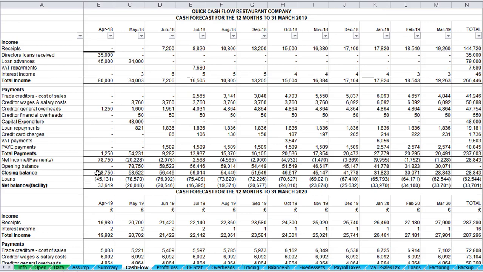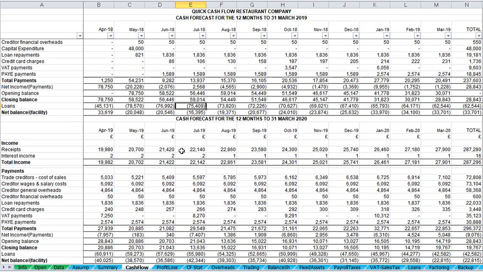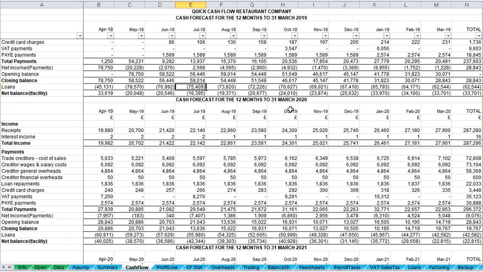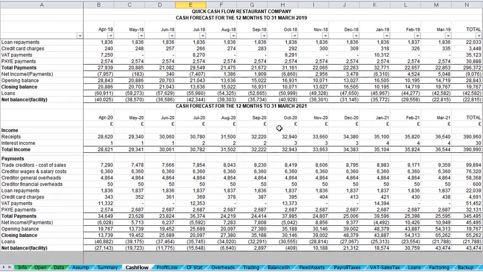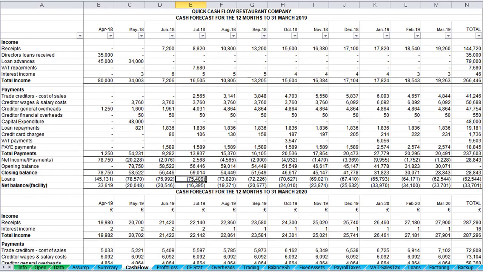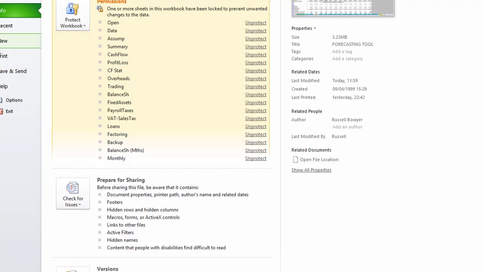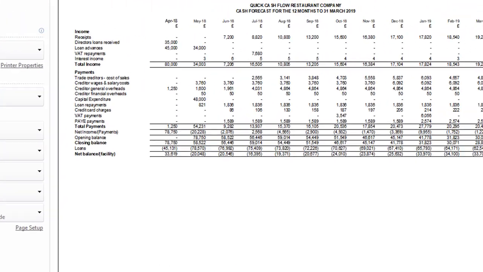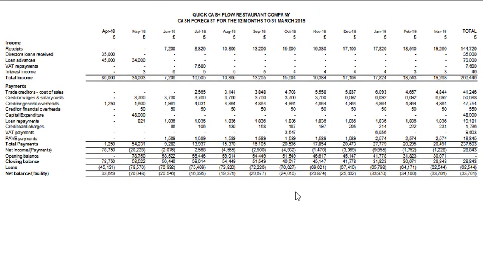It starts off healthy because we had all those bank loans, and then it reduces down. But it also shows you your loans here, so it gives you your net facility. And then this will show you the following 12 months to March 2020 and then March 2021, so your 3 years cash flow forecasts. And then if you wanted to print those, you just would print, and there you have your 3 years cash flow forecasts for the quick cash flow restaurant company.